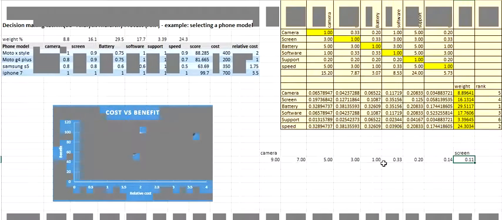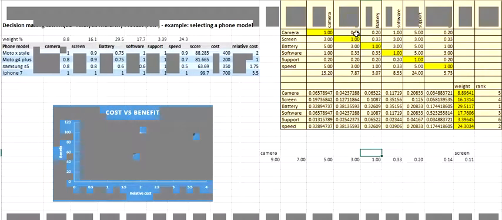Like that, if you put all the values, I'm having these scales. So it is an odd scale: 1, 3, 5, 7, 9. And the right side of the scale is 1 by 3, 1 by 5, 1 by 7, and 1 by 9. And the middle, 1, is equal. So if you think that camera and screen are equal, then you can put 1. I am just explaining to you.